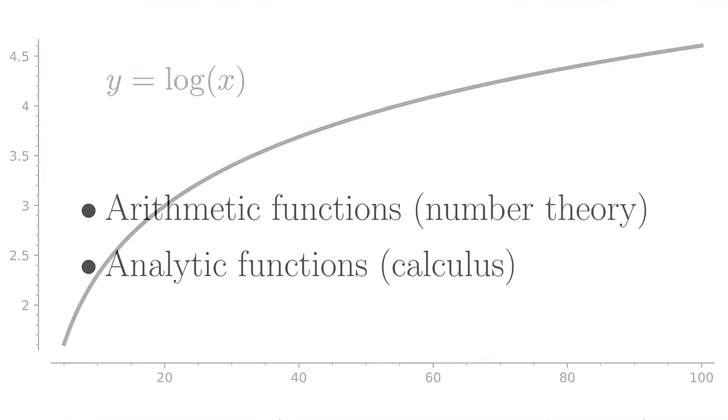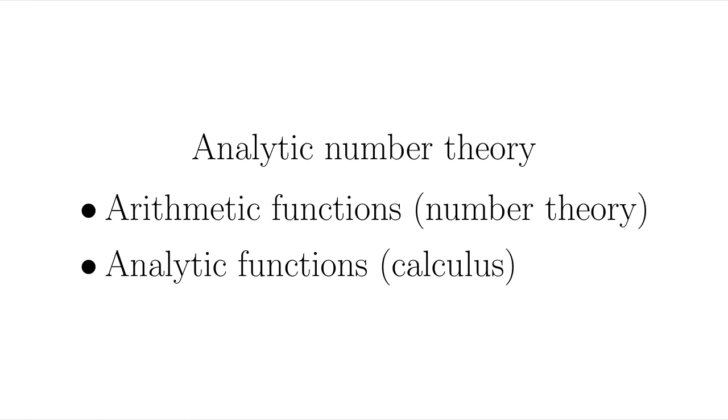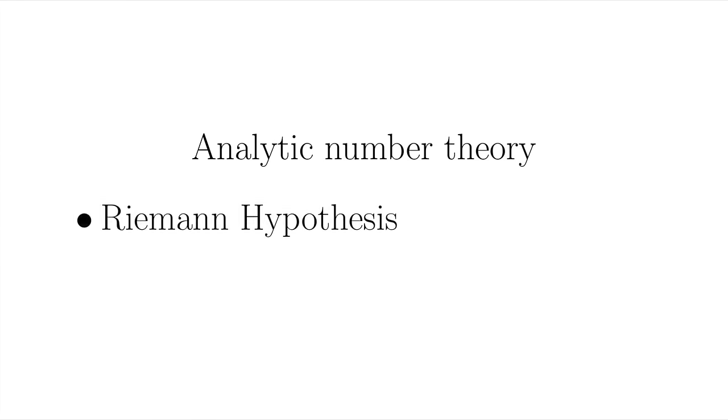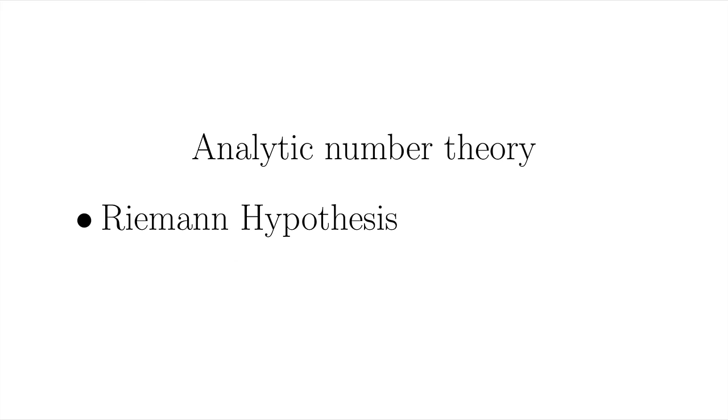The study of the connections between arithmetic and analytic functions is called analytic number theory, and it is at the heart of many of the most important unsolved problems in mathematics, including both the Riemann hypothesis and the Birch and Swinnerton-Dyer conjecture, both of which carry a million-dollar bounty courtesy of the Clay Mathematics Institute. Both of these problems are very difficult to formally state. But by the end of today's video, I hope to give you at least an intuitive understanding of what it is that the Riemann hypothesis says.